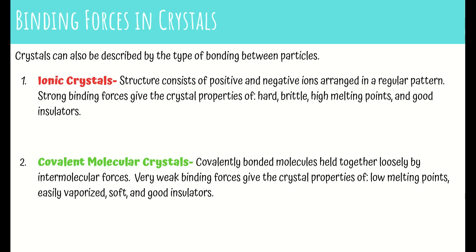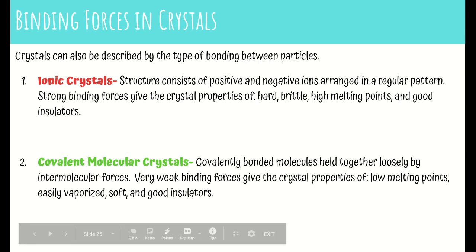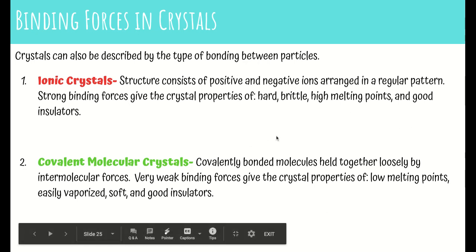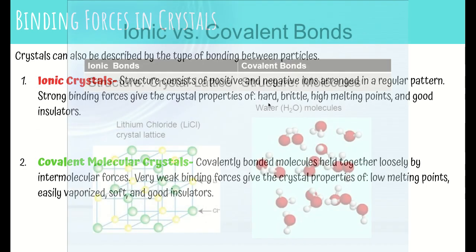Covalent molecular crystals, these are going to be covalently bonded molecules that are held together kind of loosely, okay? So these are very weak. So your covalent bonds, we know, is like a nonmetal with a nonmetal. So these are going to have really low melting points. They're very soft. They're easily vaporized. They're easy to break down, basically. So just remember, where ionic is very strong and covalent is a weaker bond.